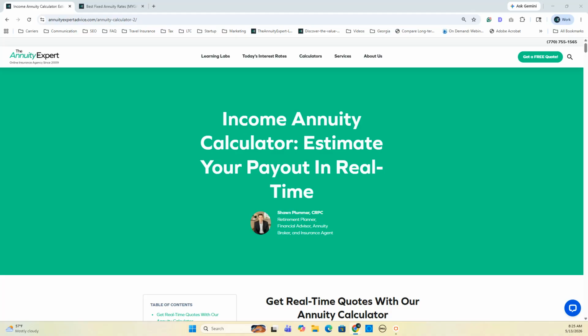Another option is you can add what's called life with period certain. And life with period certain basically says that the insurance company will pay you a contractually guaranteed income for the rest of your life. But if you happen to die before a certain guaranteed period, let's say the first 10 years, we're going to continue to give payments for the remaining part of the guaranteed period.